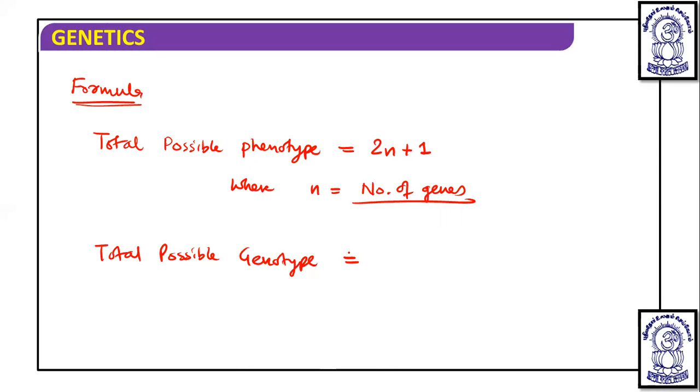the three pairs of genes are here. The formula is 3 power n, where n is equal to the number of genes. Only genes, not in pairs. Okay, only genes we are going to consider. So three genes are there: 3 into 3 into 3. So it is going to produce 27 genotypes. Okay, so this formula is obtained.